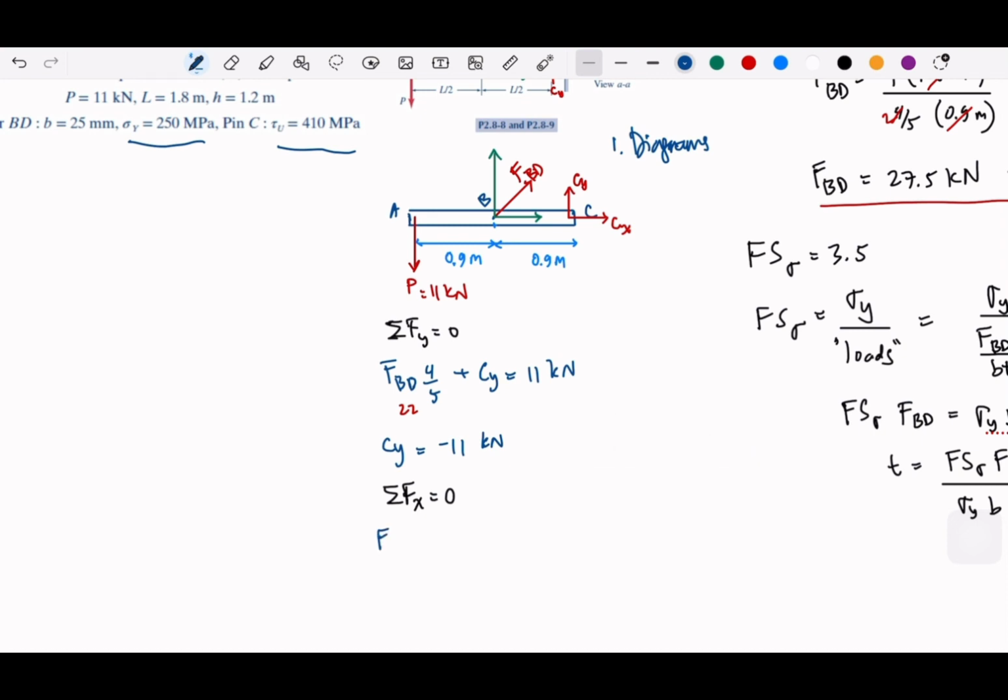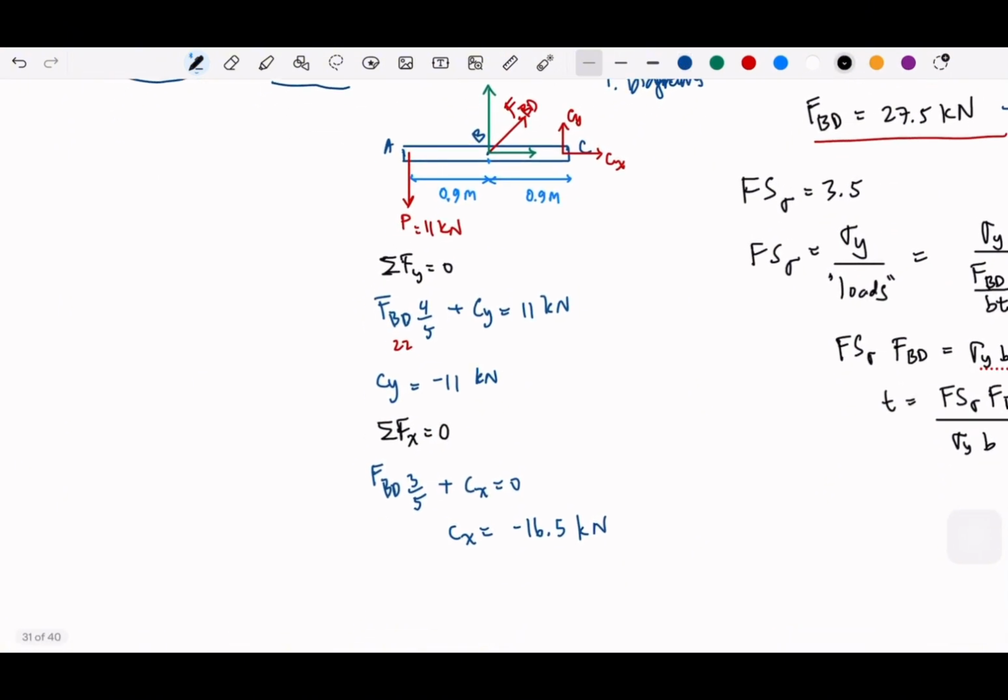So this will be FBD cosine, or 3/5, plus Cx, right, equals 0. So Cx is 16.5 kilonewton. So actually they are going in the opposite direction, but that's okay. What we need is only the value, okay? Because we want to know the resultant at C.